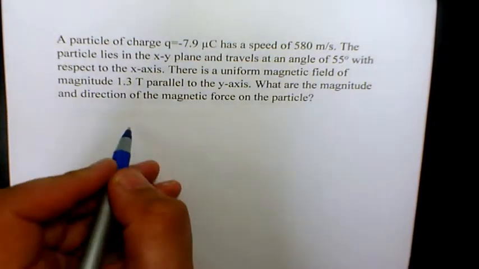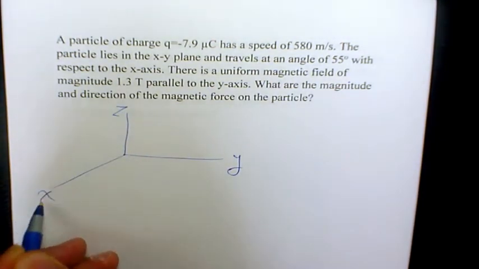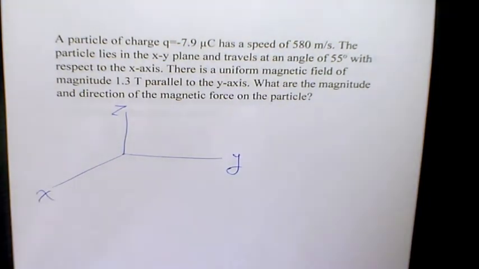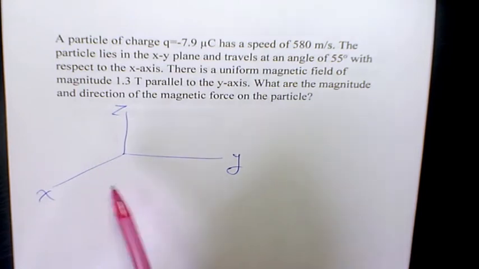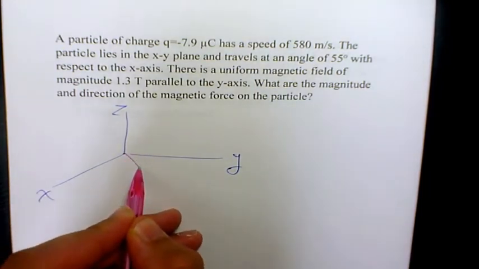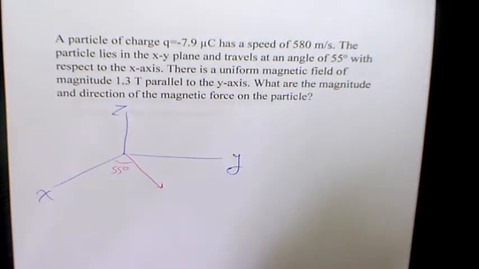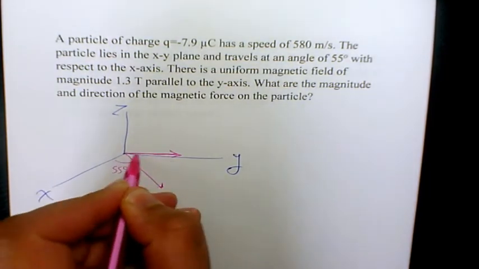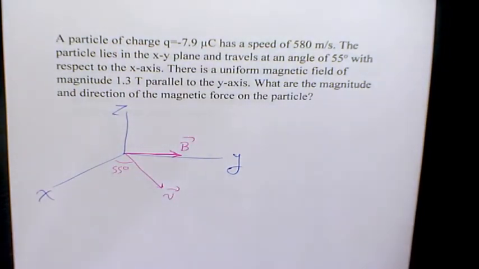So if I have the y, z, and x-axis, it says the particle lies in the xy plane and travels at an angle of 55 degrees with respect to the x-axis. So it's going to be something like that, 55. And there is a uniform magnetic field of 1.3 Tesla parallel to the y-axis. So that's going to be the direction of B. And it says, what are the magnitude and the direction of the magnetic force.